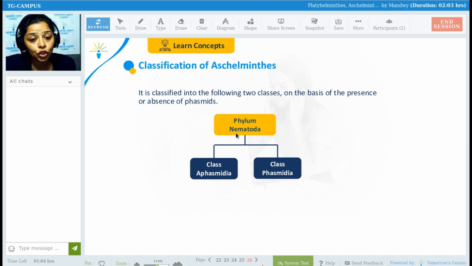Now let's see the classification of Aschelminthes. Here the classification of Aschelminthes is completely based on the presence or absence of phasmid. What is phasmid? What is phasmid? Yes, what is phasmid?